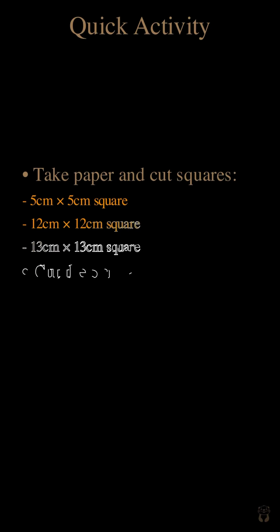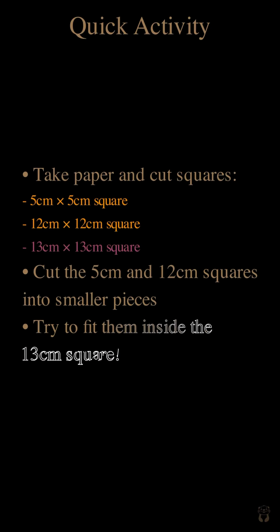Here's a quick activity for you. Take paper and cut 3 squares, 5 centimeter by 5 centimeter, 12 centimeter by 12 centimeter, and 13 centimeter by 13 centimeter. Now cut the smaller squares into pieces and try to fit them inside the 13 centimeter square, just like we showed in the visual proof.